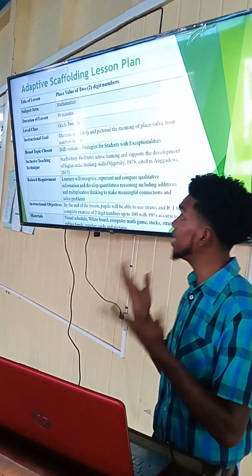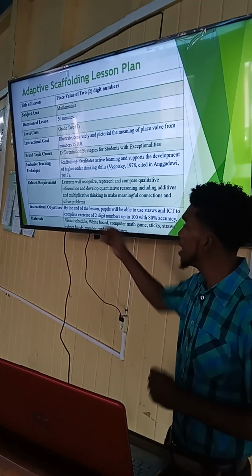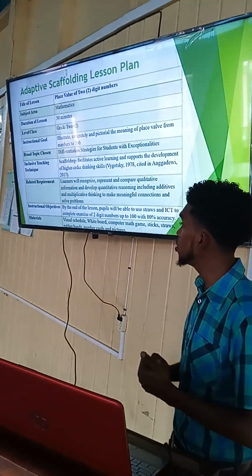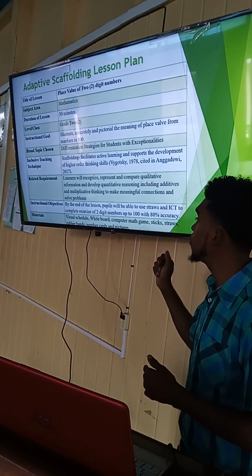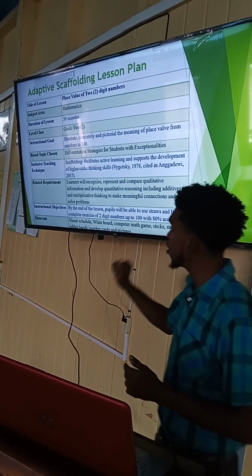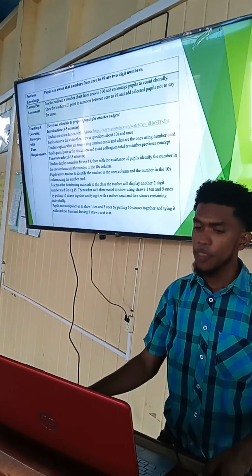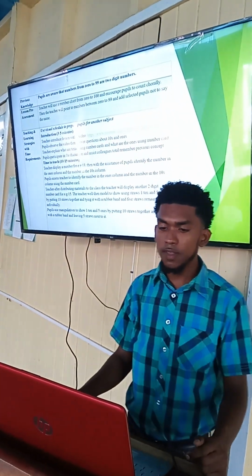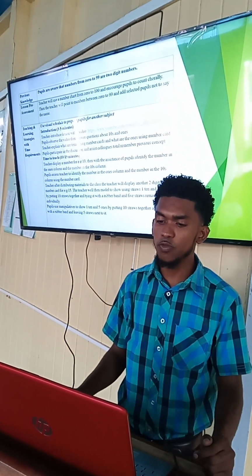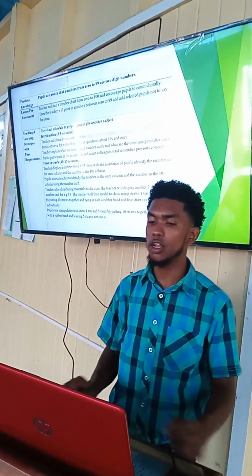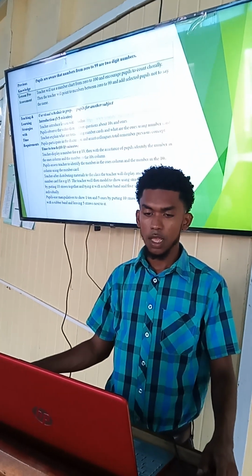And the materials that would have been used were a visual schedule, a whiteboard, computer math games, sticks, straws, rubber bands, number cards, and pictures. Further, the previous knowledge: pupils are aware that numbers from 0 to 99 are two-digit numbers.